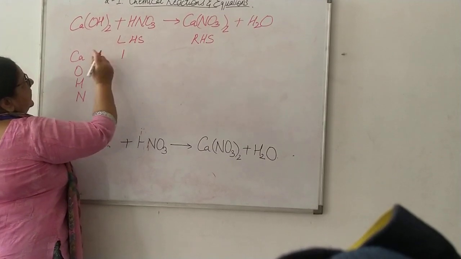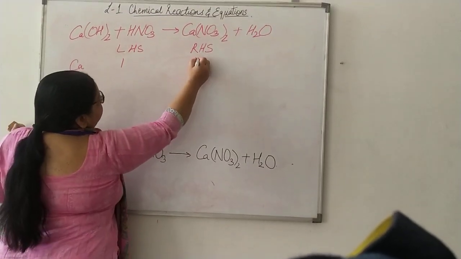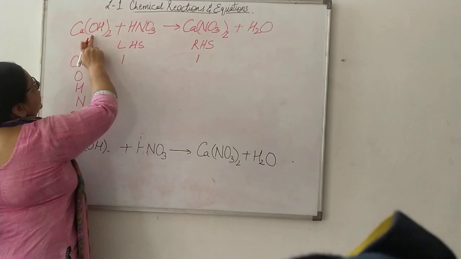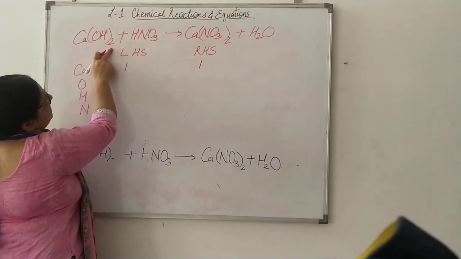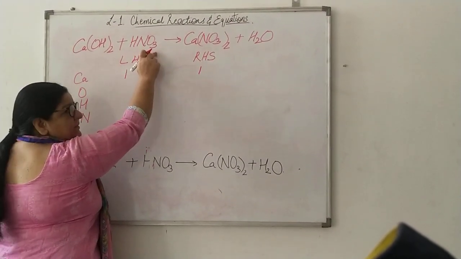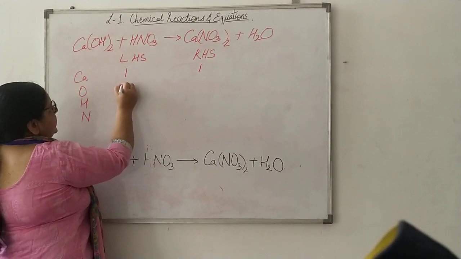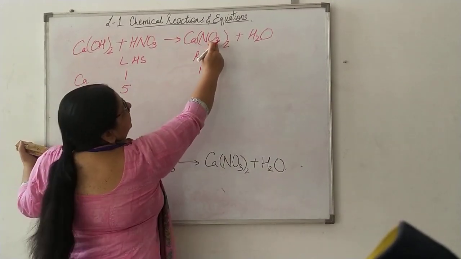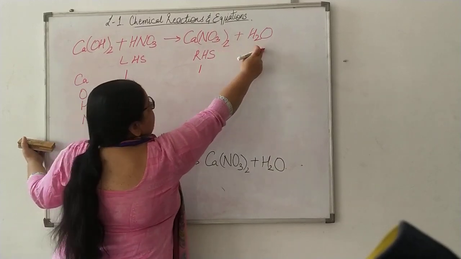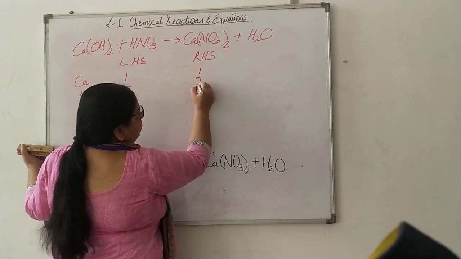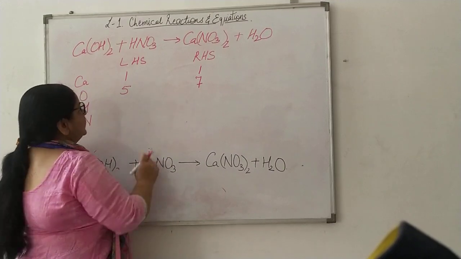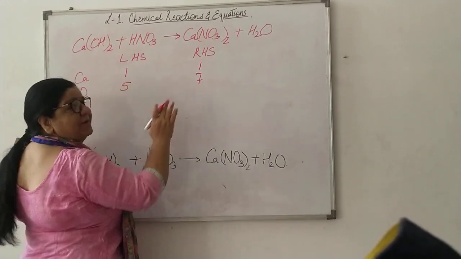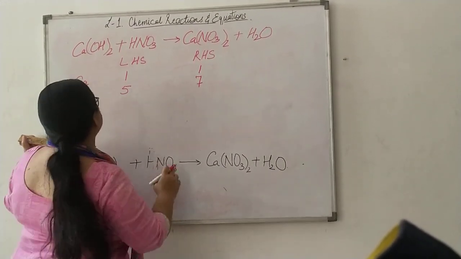1, right? And on the other side also 1. For O it is 2 here plus 3 here. That means 5 this side. Here it is 3 2s are 6 and 1, 7. 7 atoms this side. So calcium is balanced, but we have to balance oxygen.